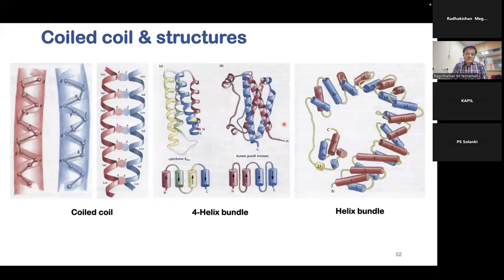All these images are from Branden and Tooze's book, and it makes reading very enjoyable. Let me tell you that Branden and Tooze is a prescribed undergraduate textbook for biology students in many different universities. It's a very easy to read book, and they have written it like a story. Just like reading a novel, you can read the entire book very easily.